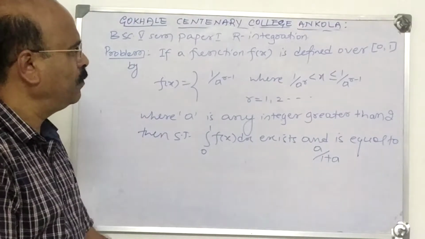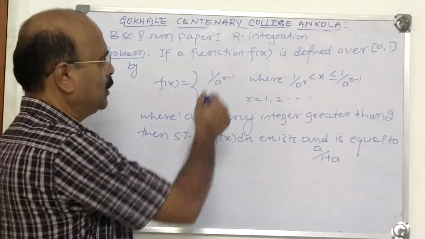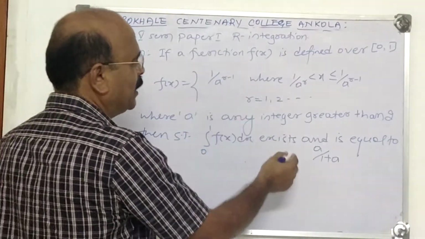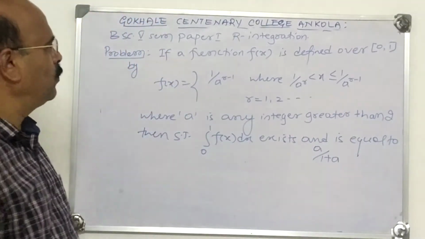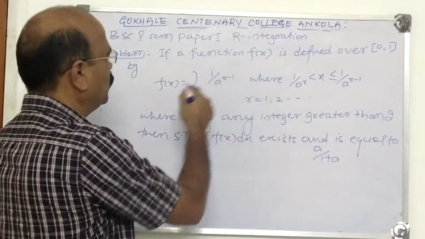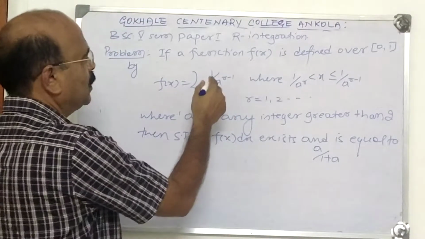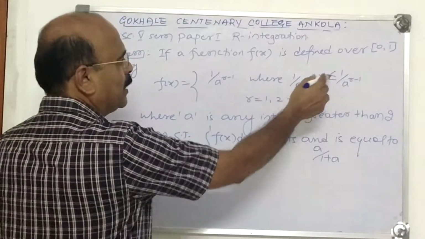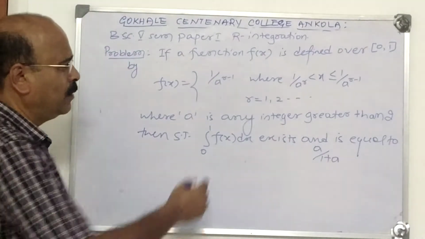In the last video, I solved one problem, but this is the general problem. General problem means we have taken a as any integer greater than 2. So the problem is like this: if a function f(x) is defined over [0, 1] by f(x) is given by 1 upon a raised to r minus 1, where 1 upon a raised to r is less than x less than or equal to 1 upon a raised to r minus 1.